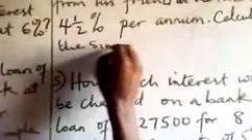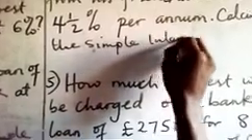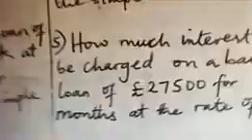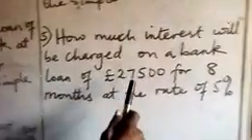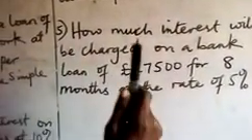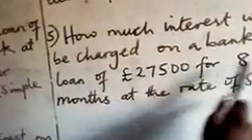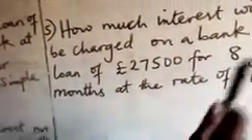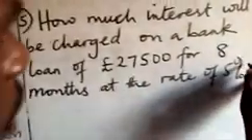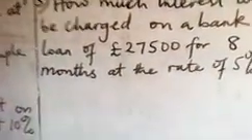Okay, so the question is calculate the simple interest. Next question. How much interest will be charged on a bank loan of £27,500 for 8 months at the rate of 5%? Okay, how much? That was a question. So you're going to solve this, and please pay attention to the details in each of the questions. Solve it, take your time to solve it, and your corrections will be uploaded.